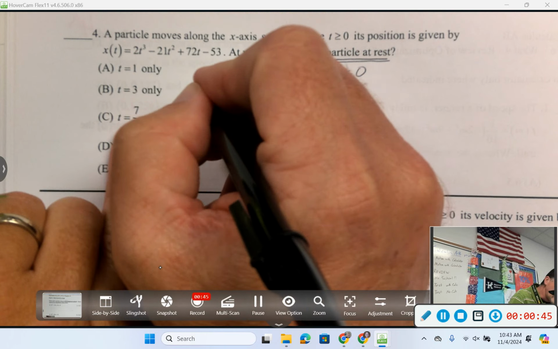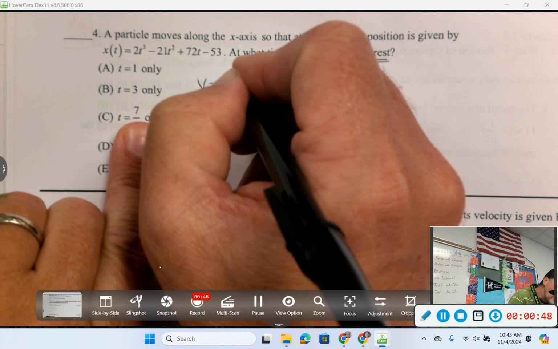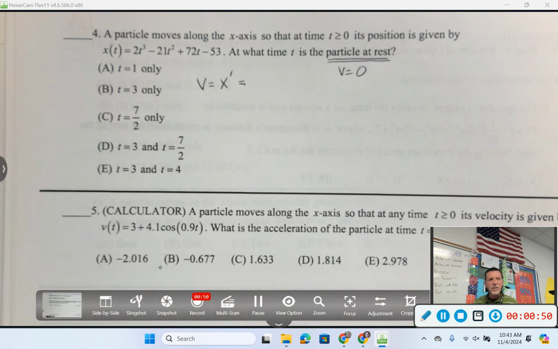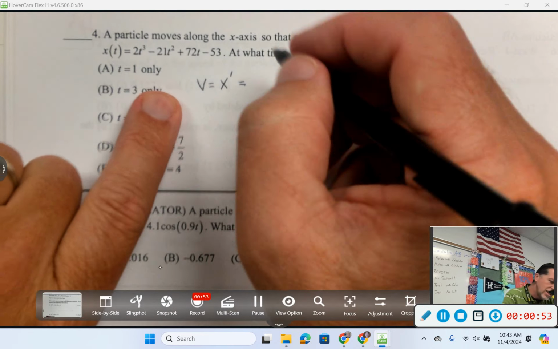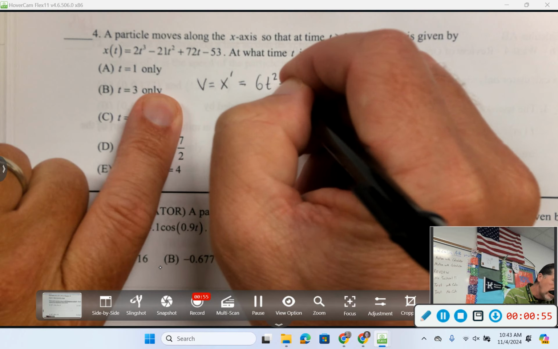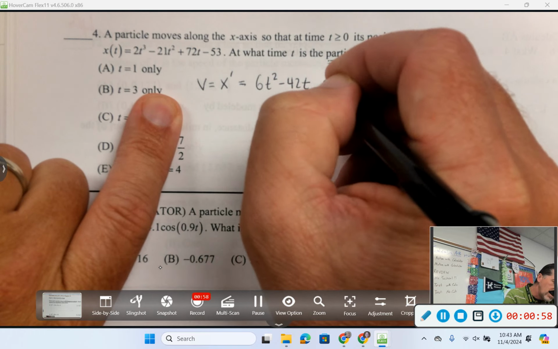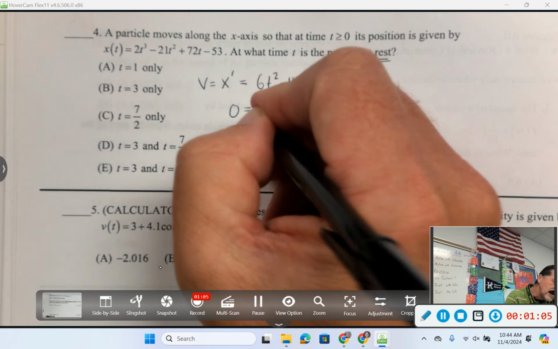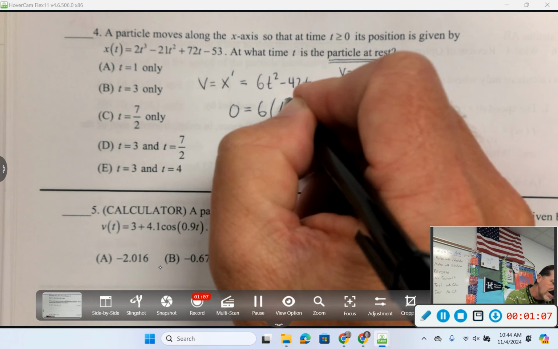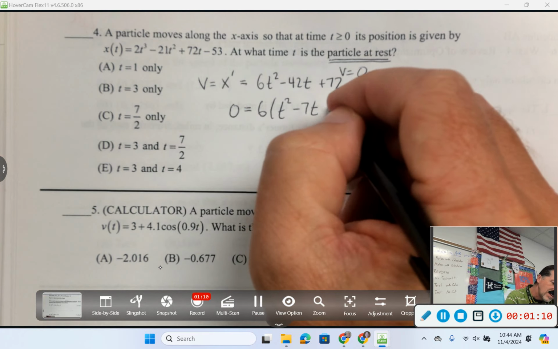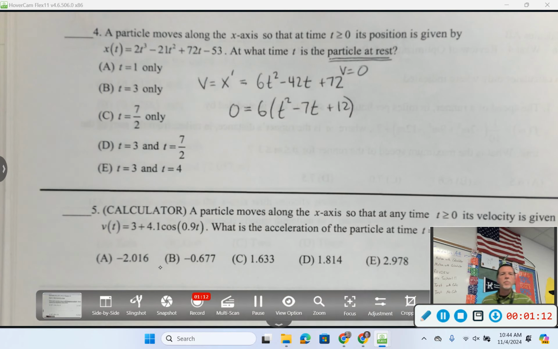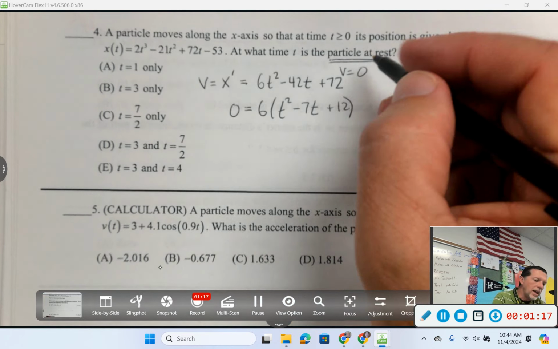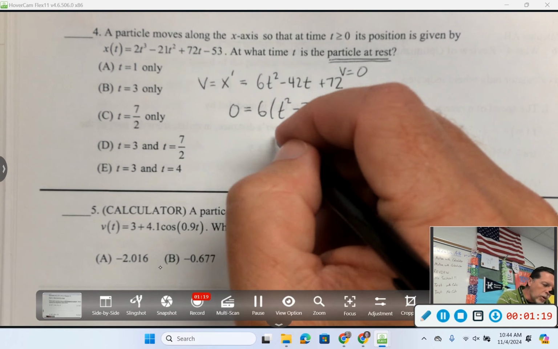Alright, if I have position, I can take its derivative and get velocity. So 6t squared minus 42t plus 72. Set that equal to 0. I can factor out a 6. And it's an easy problem now. But I did have to take a derivative. I did have to know what particle at rest means.